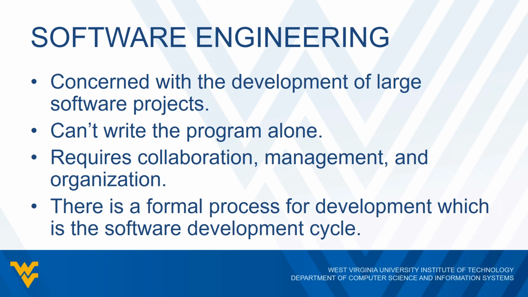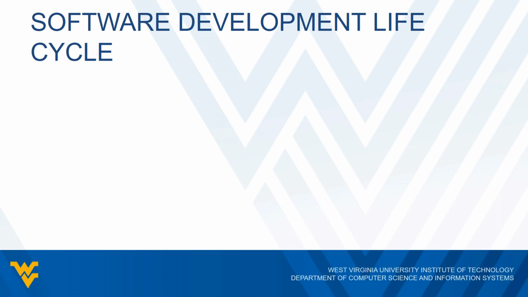Now, there is a formal process for developing this software, and this is what we call the software development cycle, and we're going to go over this in more depth. We'll now take a look at all the steps in the software development life cycle, and each step has its own purpose and activities.